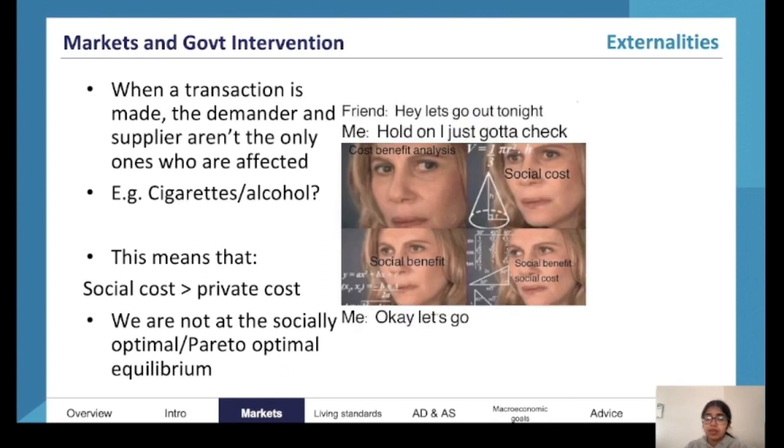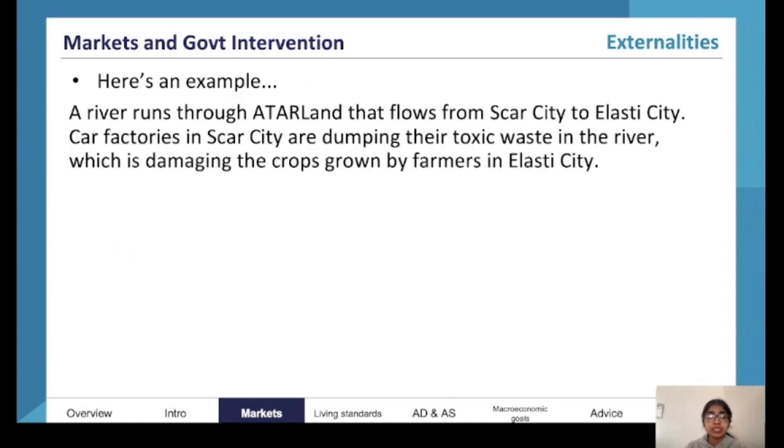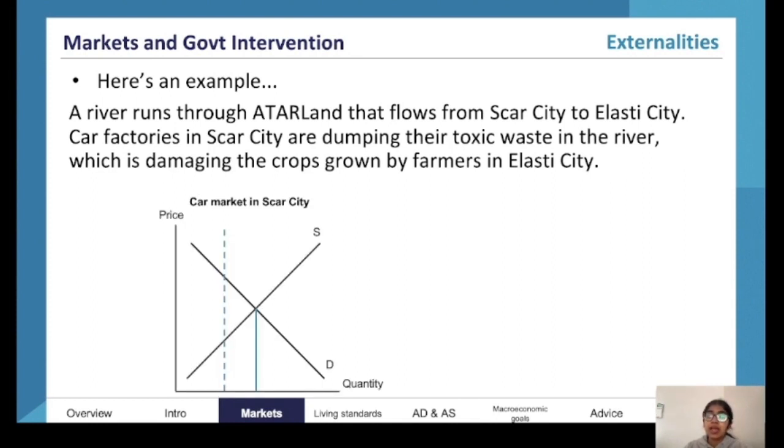Okay, so that's pretty much it. But let's do an example. Now let's talk about externalities in production. There's a river, and the car factories are dumping toxic waste in there, and that's damaging crops, right? That is actually a negative externality in production.